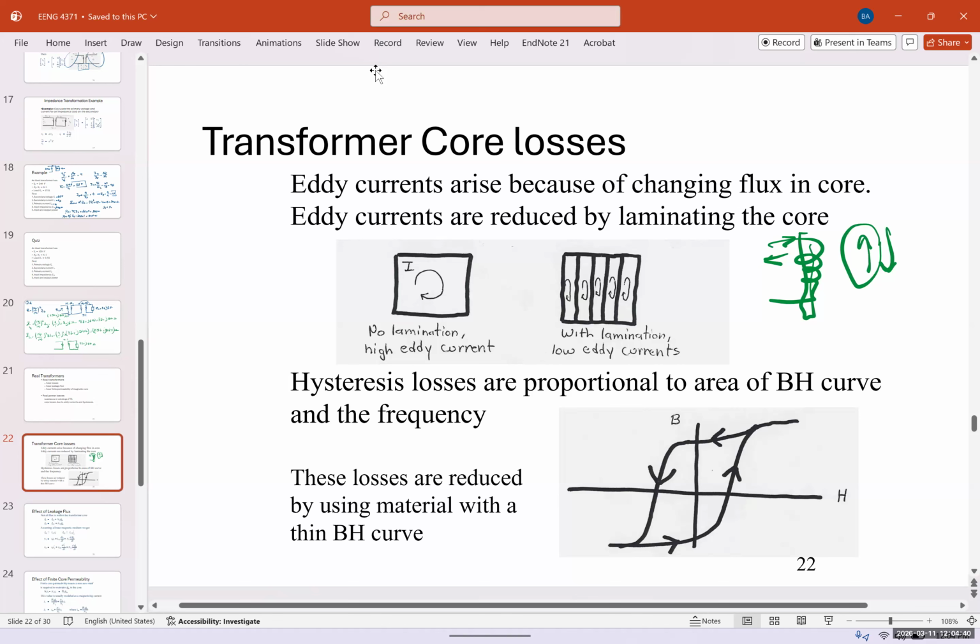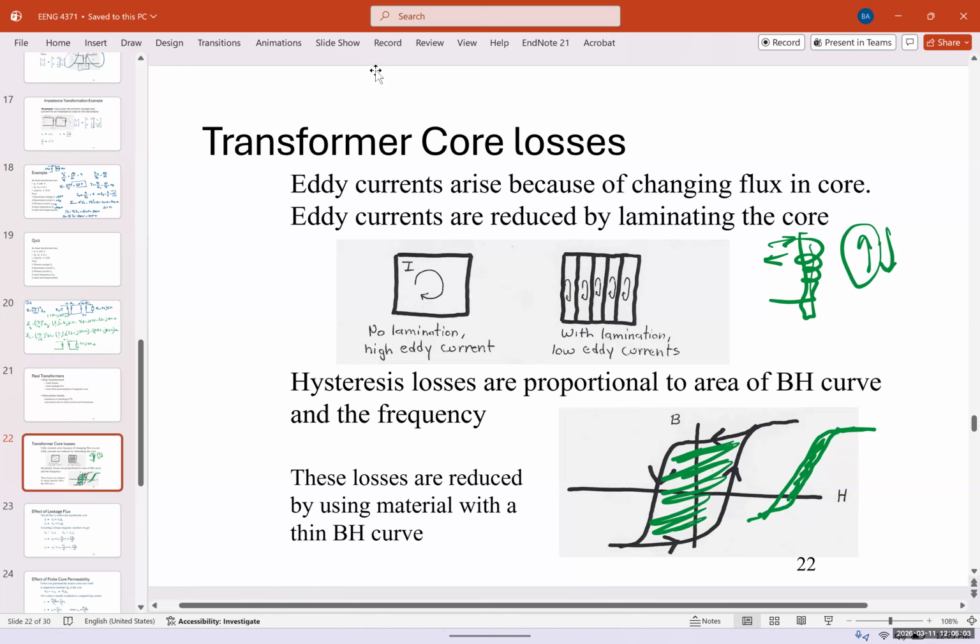If that hysteresis is large, meaning the area inside this is large, you're going to have a lot of loss in the system. It generates heat. It creates a lot of problems. So we want a system that has the smallest hysteresis possible, something very thin. Something that looks like this. The thinner that is, the less hysteresis we have in the system.